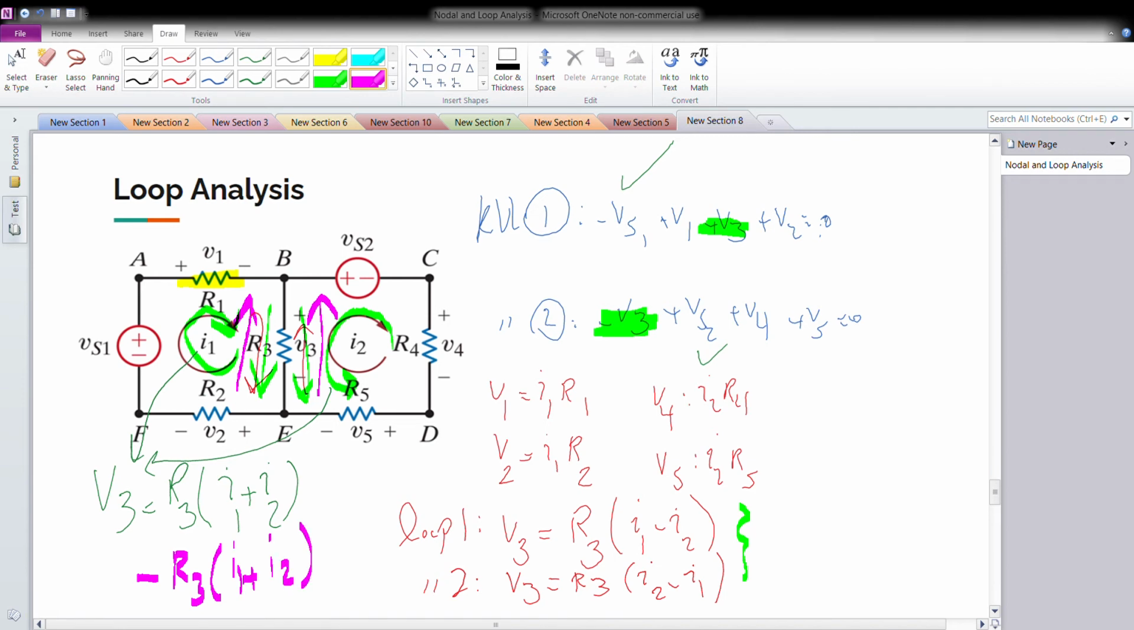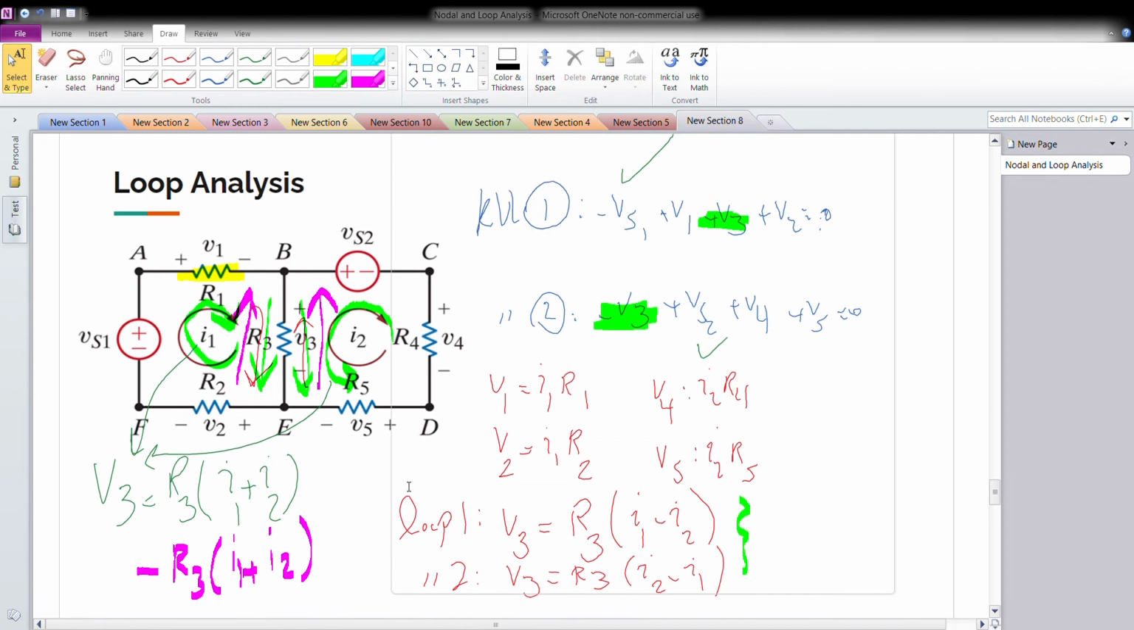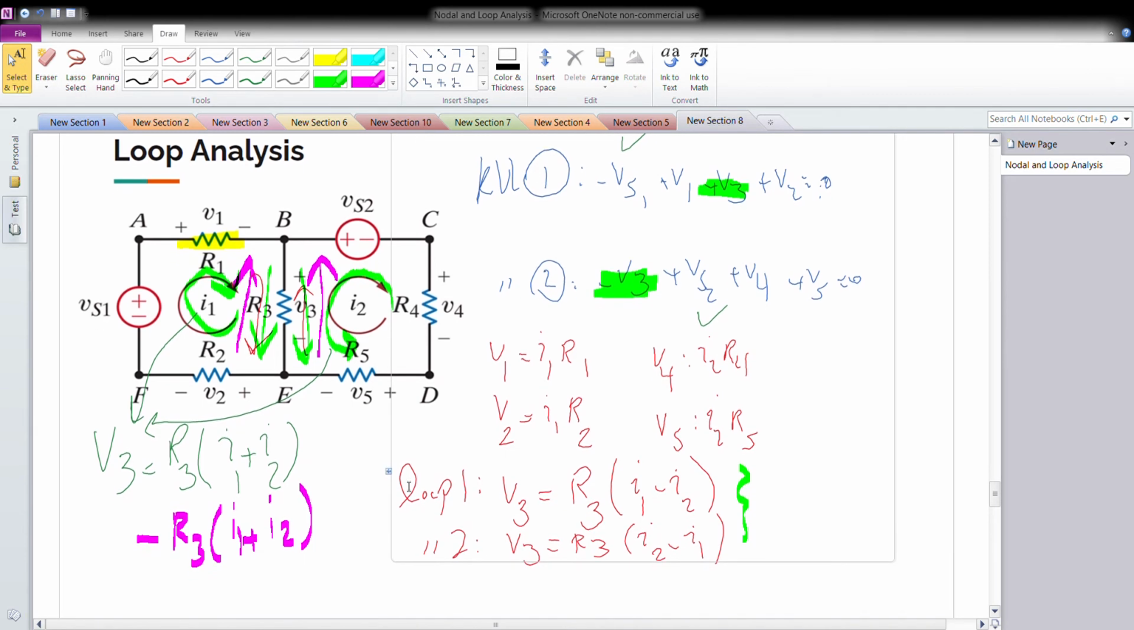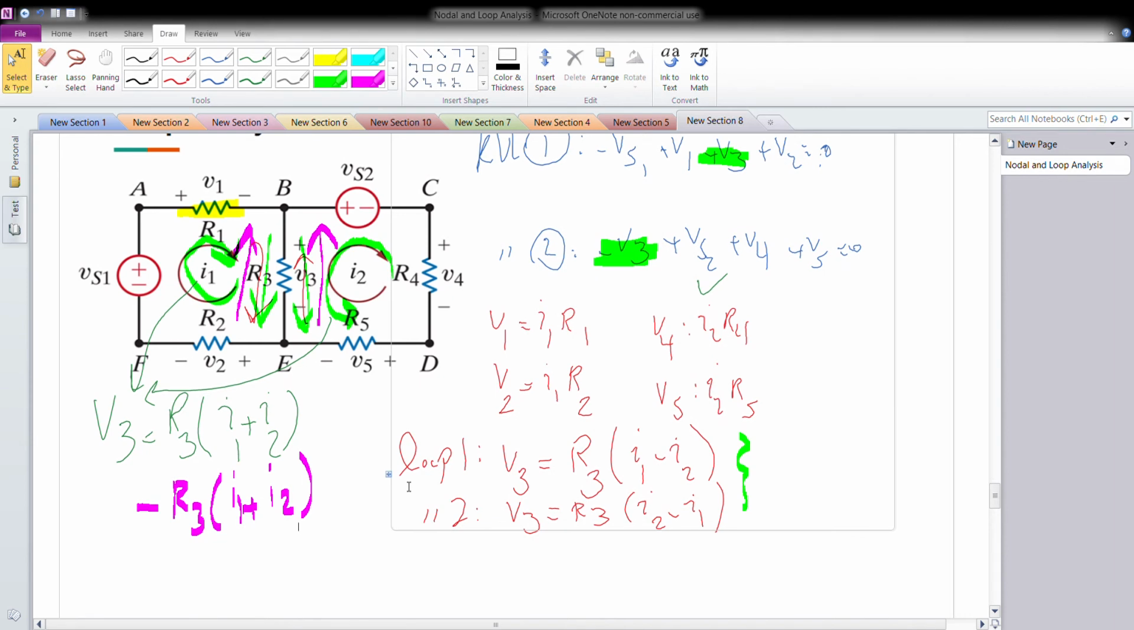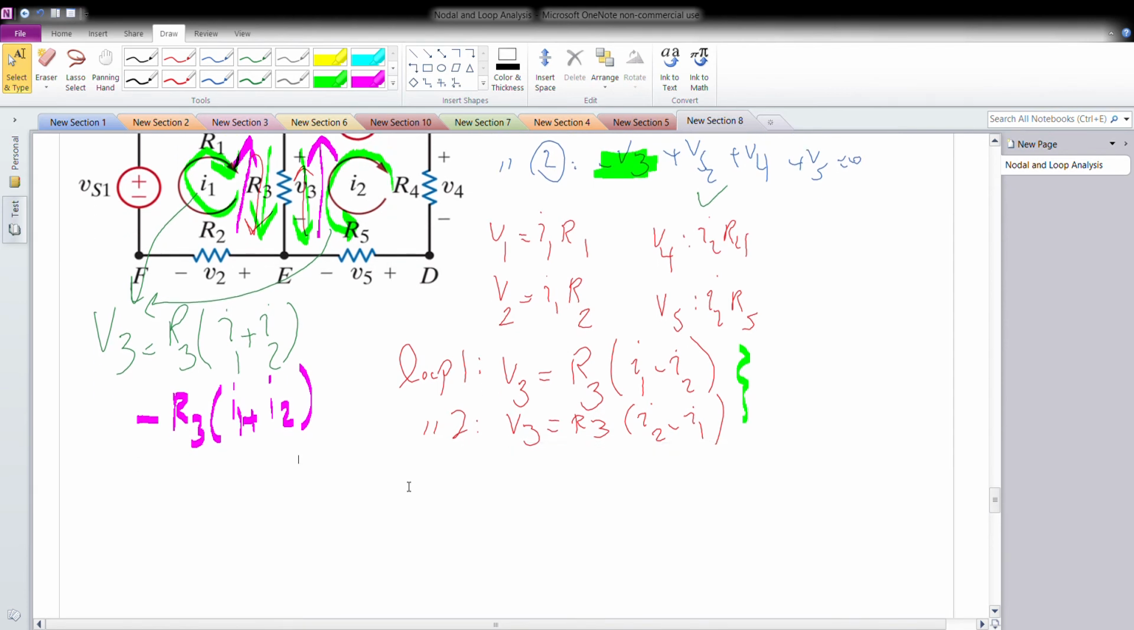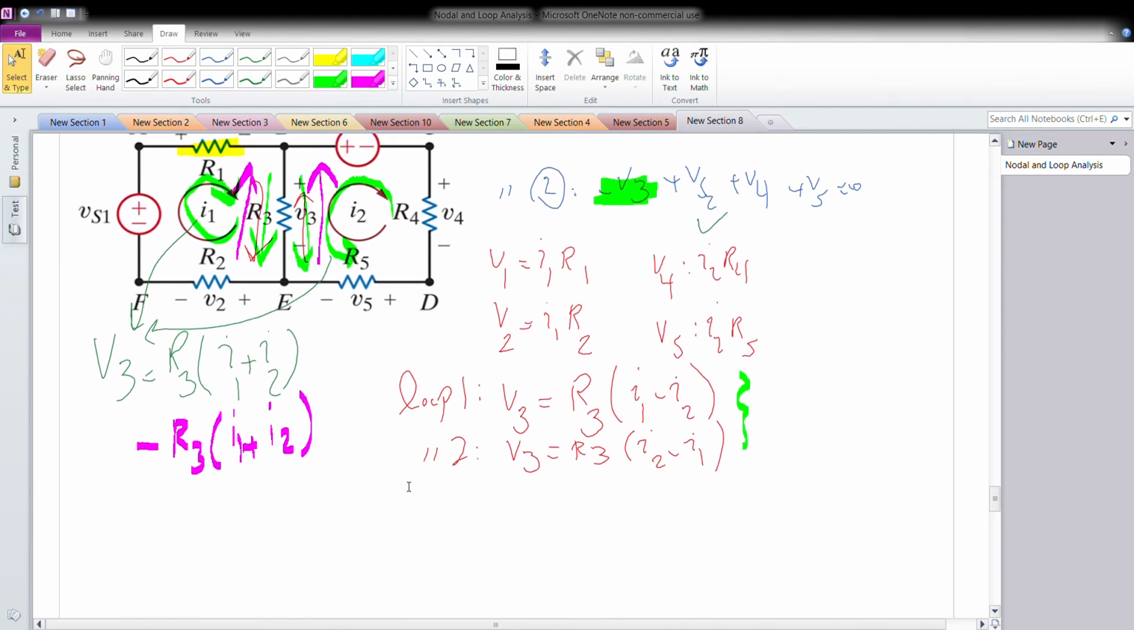So those are some things to keep in mind when you're doing loop analysis. That's basically how we do it. Write your voltages, write your loop currents, define your voltages in terms of your loop currents, and then we're going to plug everything into our KVL equation. So let me write that.